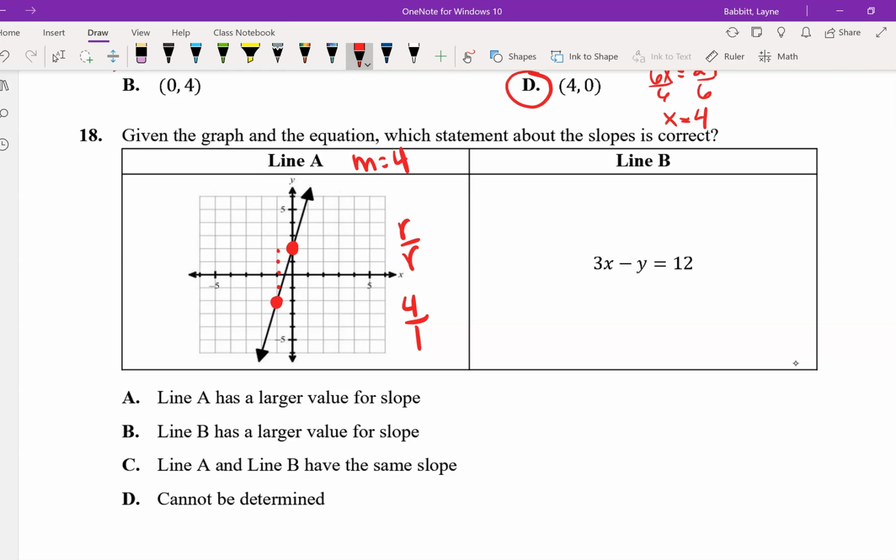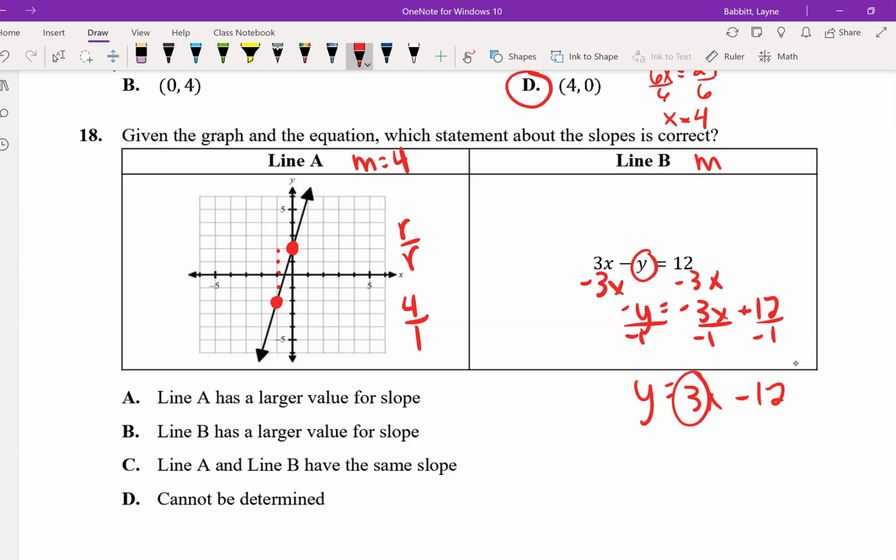Or 4 over 1. For the other one, I want to get that into y equals mx plus b, so I try to get y by itself. I subtract the 3x. We have negative y equals negative 3x plus 12. Then I divide everything by negative 1 to get rid of that negative. y equals 3x minus 12. The slope is going to be 3. So the slope of line A is larger than the slope of line B.